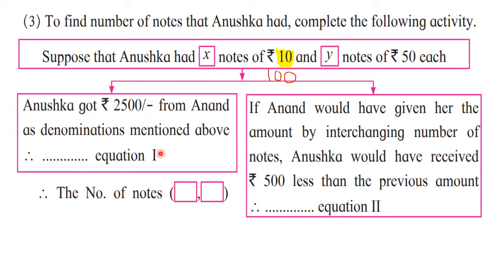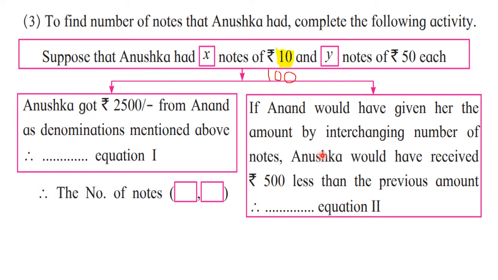You can divide this equation by 50 and you will get a simplified equation. Number that as 1. When you divide 100 by 50, you will get 2x. When you divide 50y by 50, you will get y. So you will get 2x plus y, and when you divide 2500 by 50, you are going to get 50. So 2x plus y is equal to 50. That is your first equation.